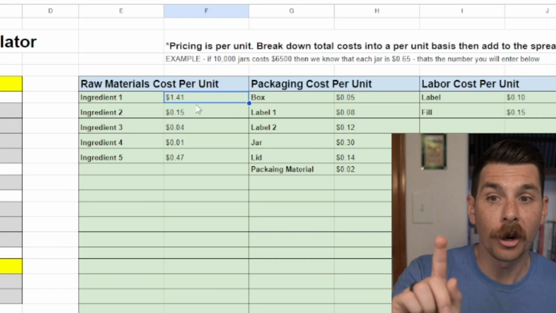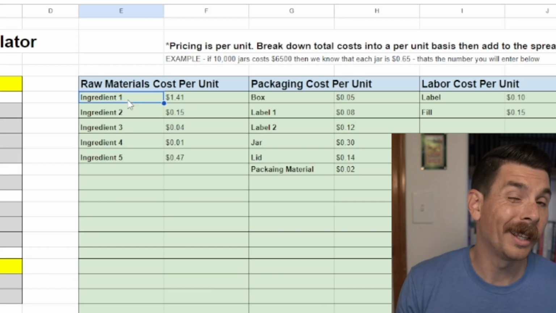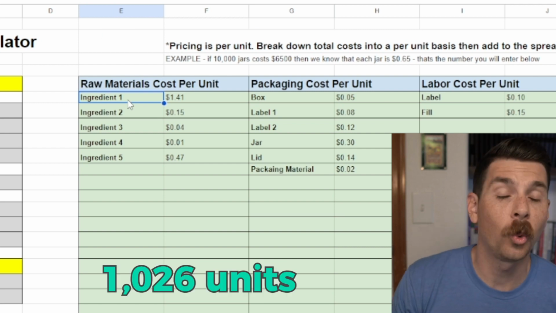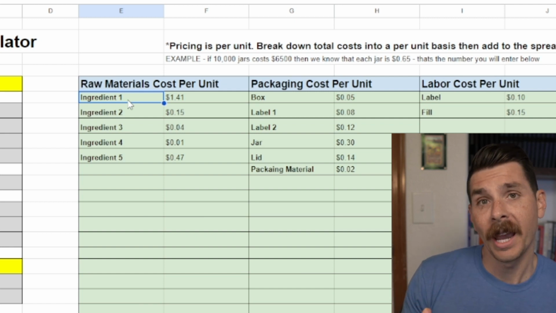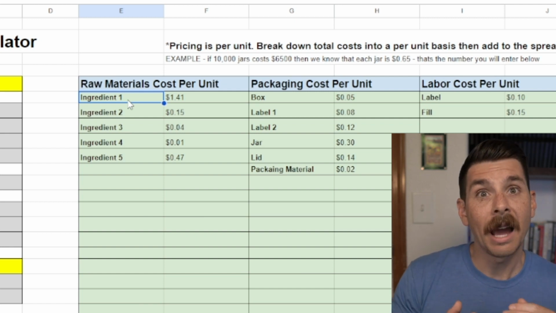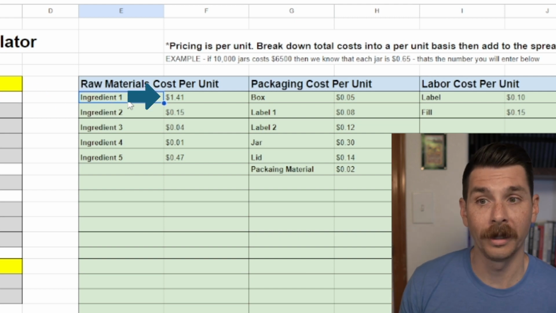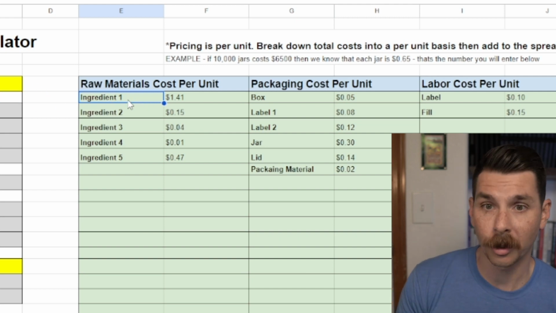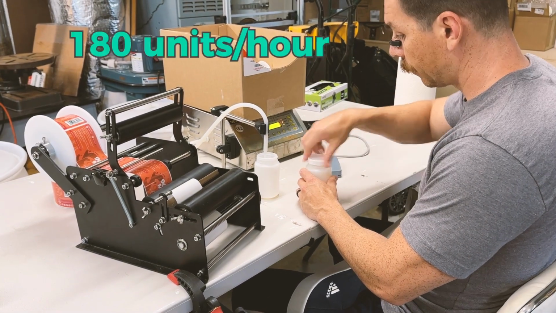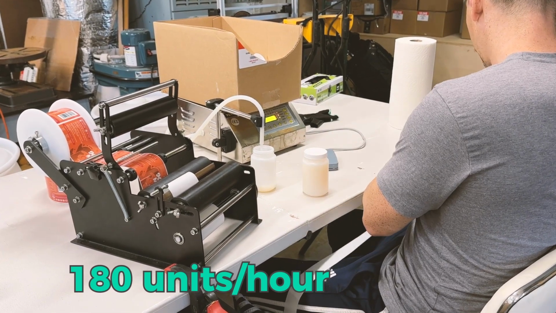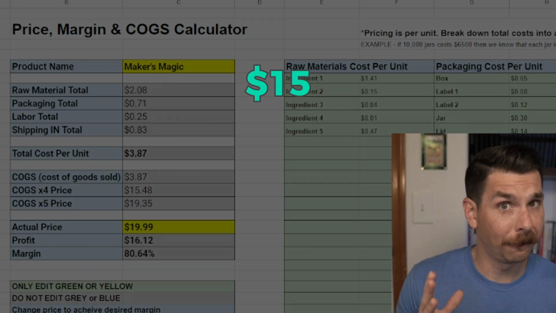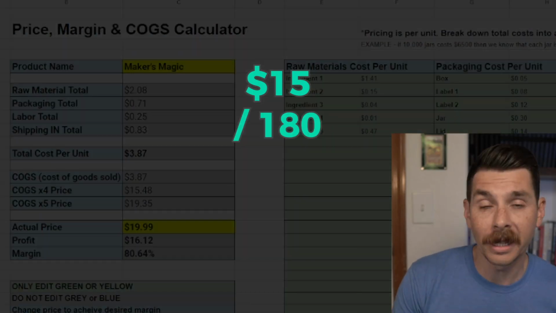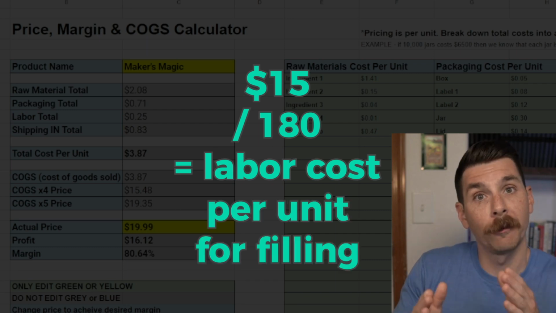For example, I know that if I order this ingredient number 1 in bulk, I can make 1,026 units from it. So I take the cost of that entire batch and I divide it by 1,026. Now I know that it cost me $1.41 in ingredient number 1 to make this product. Let me give you another example. I know that one person with one machine can fill 180 units per hour. I also know that I'm paying them $15 per hour. So if I take that $15 and I divide it by 180, it will give me my labor cost per unit for filling.